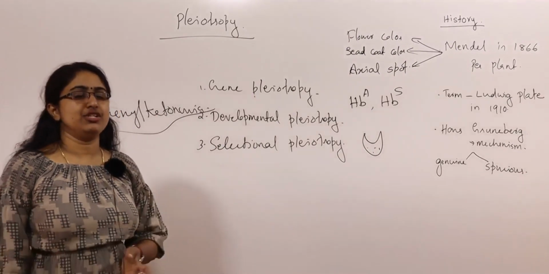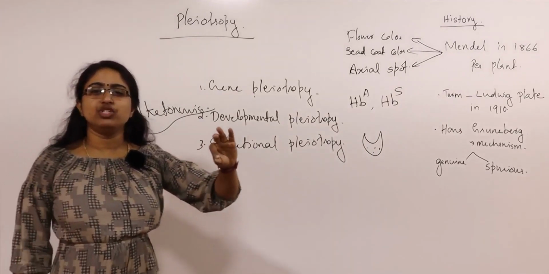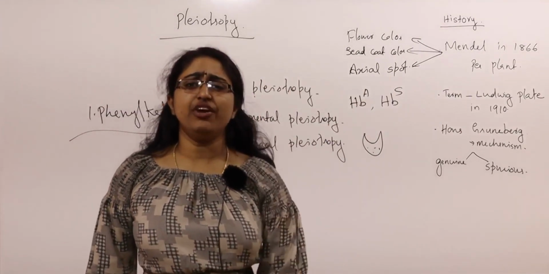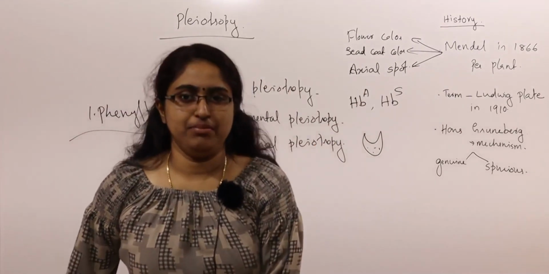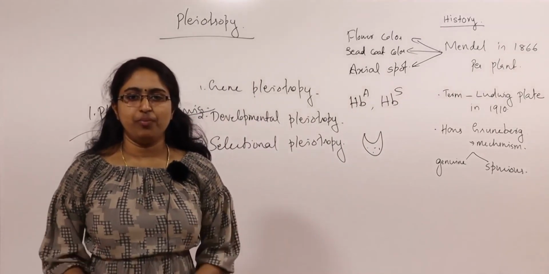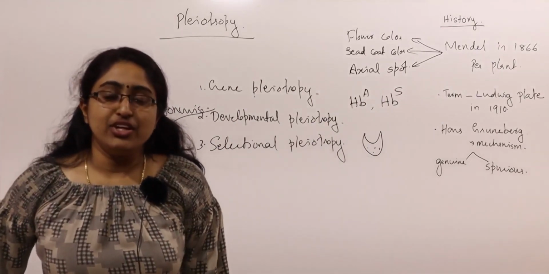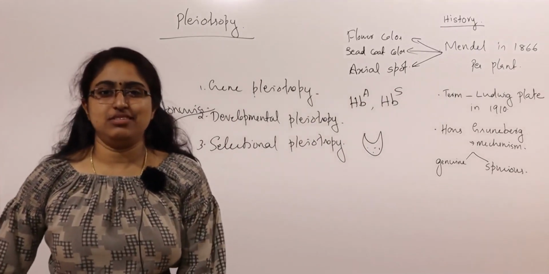So this kind of interaction is known as pleiotropy. That means one gene is responsible for the expression of different phenotypes. This is known as pleiotropy. So that is all about pleiotropy. In the upcoming videos, we will discuss some other interesting gene interaction patterns. Okay.